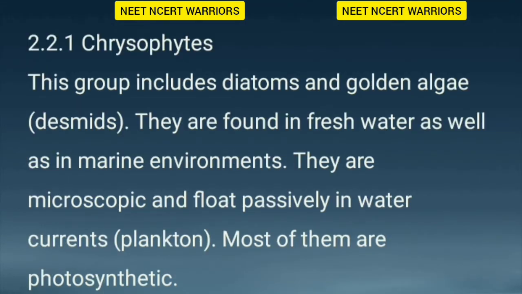Topic: Chrysophytes. This group includes diatoms and golden algae (desmids). They are found in freshwater as well as in marine environments. They are microscopic and float passively in water currents as plankton. Most of them are photosynthetic.